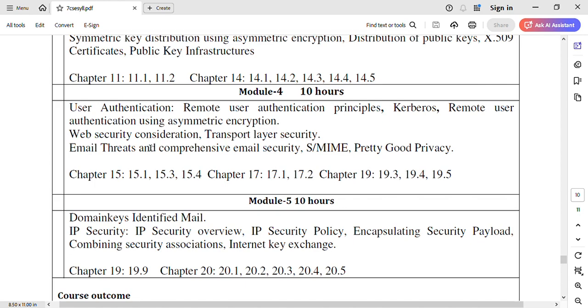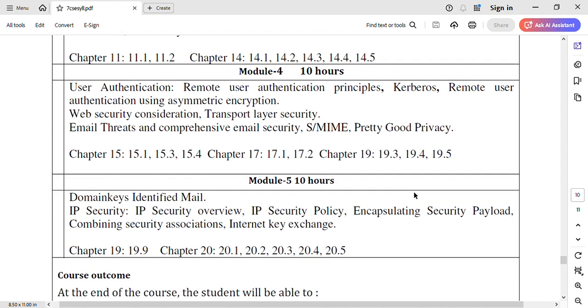When it comes to module 4: user authentication, remote user authentication principles, Kerberos, remote user authentication using asymmetric encryption, web security considerations, transport layer security, email threats and comprehensive email security, S/MIME, Pretty Good Privacy, shortly known as PGP. Similarly 15.1, 15.3, 15.4, 17.1, 17.2, 19.3, 19.4, 19.5. So these are the components included in module 4.